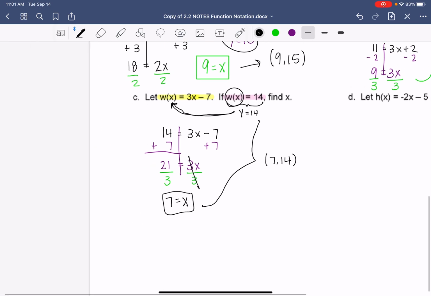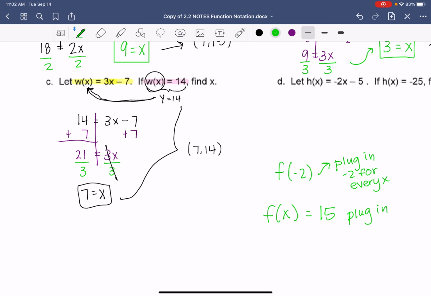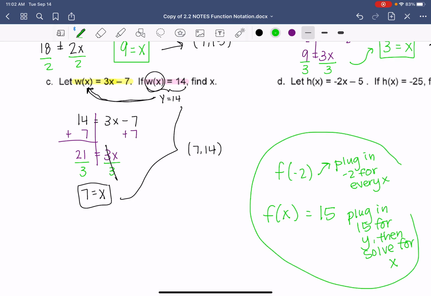So remember, if it's f of a number, so f of -2, you're going to plug in -2 for every x. If it's f of x equals 15, you're actually going to plug in 15 for y, then solve for x. Okay, so those are the two scenarios you're given.